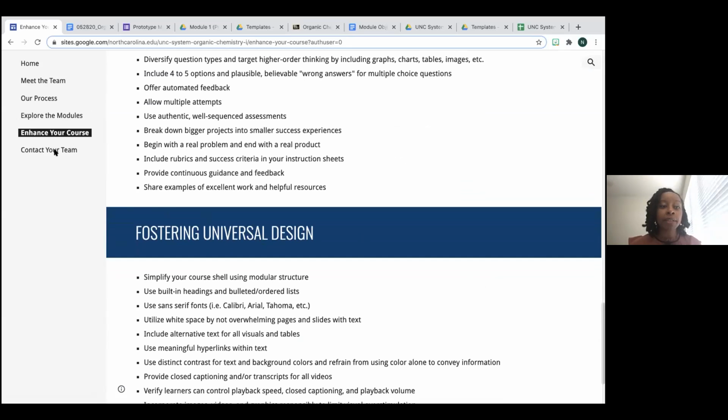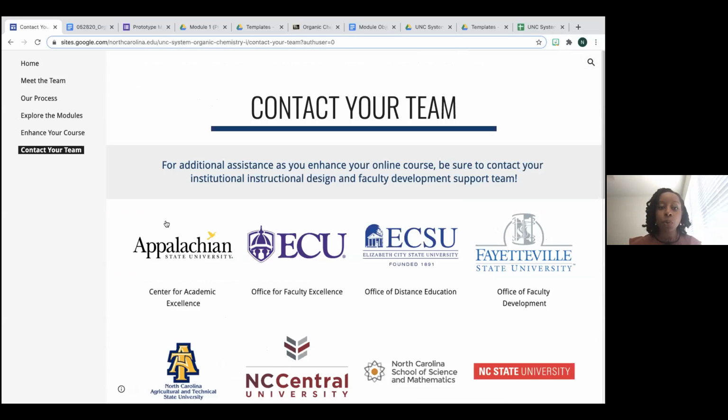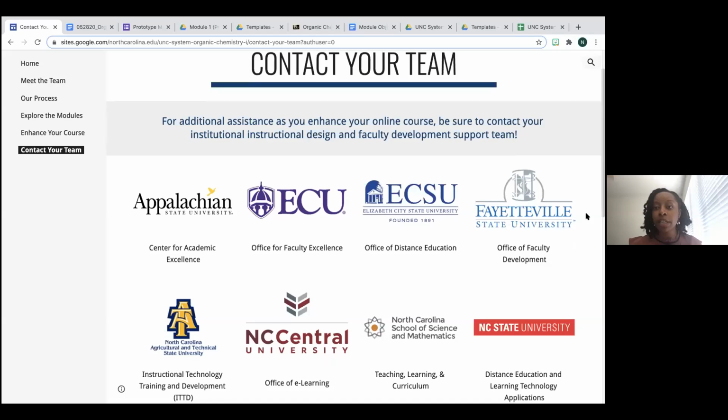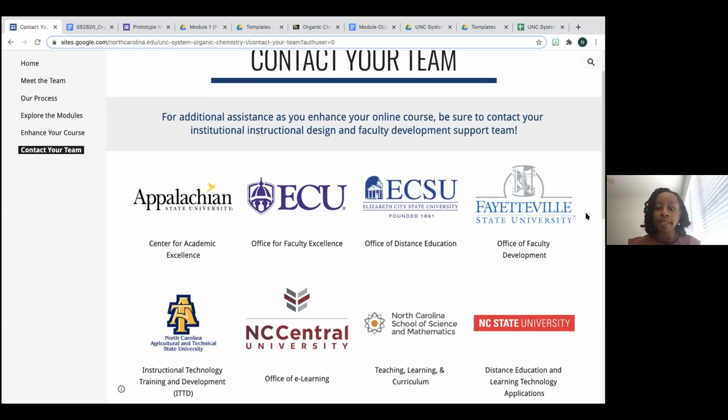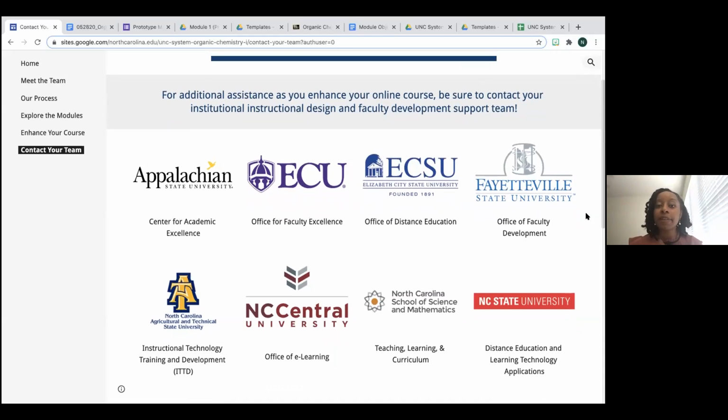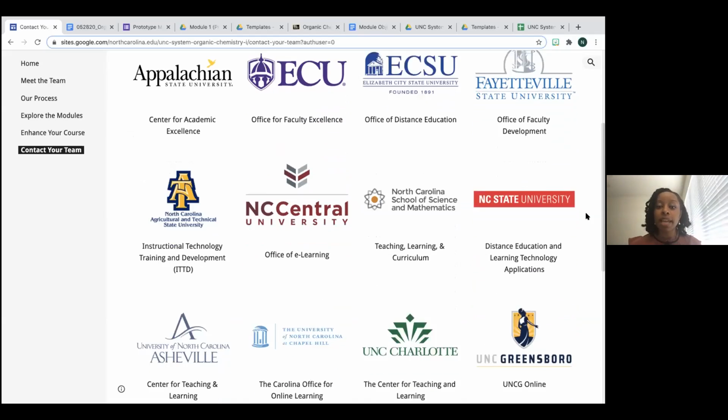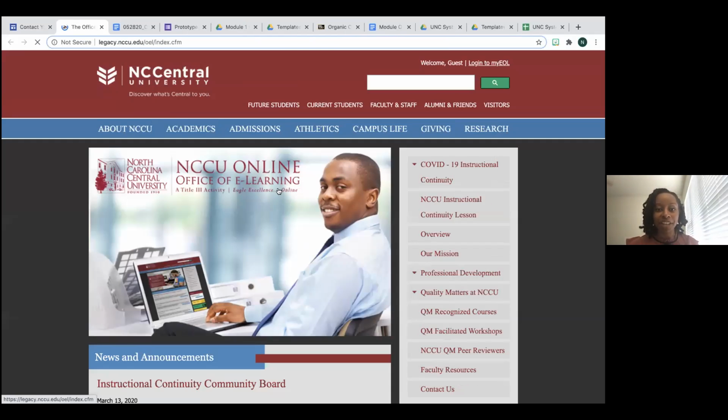And then finally, we include a location on the page where if you select your institution's icon, you will be directed to various offices for faculty professional development, e-learning, and centers for teaching and excellence, to receive assistance from your instructional design and faculty development support teams in utilizing the resources that you have found in this content collection.